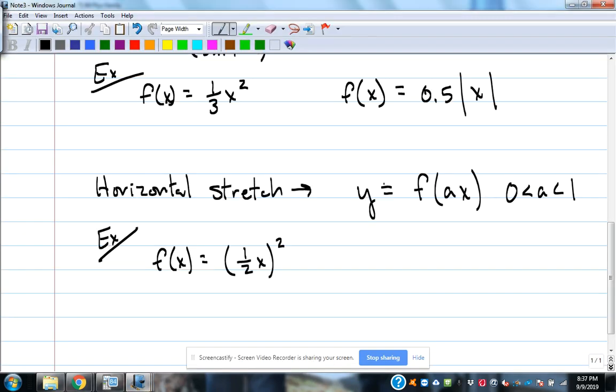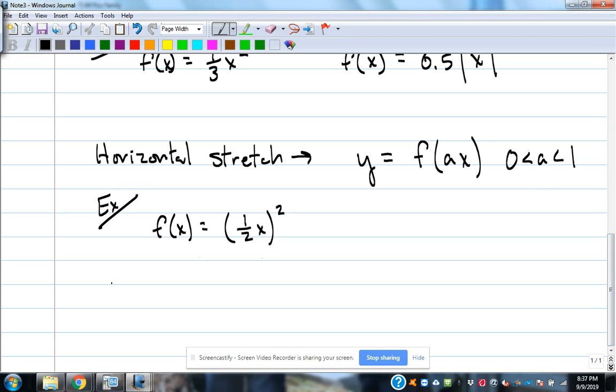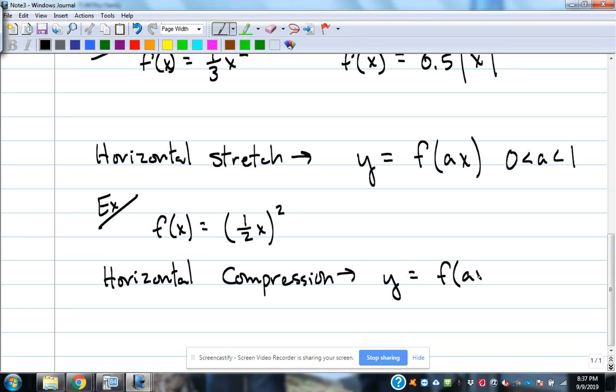Okay, a horizontal compression, same idea. You're multiplying by a number on the inside, but that number is bigger than 1.